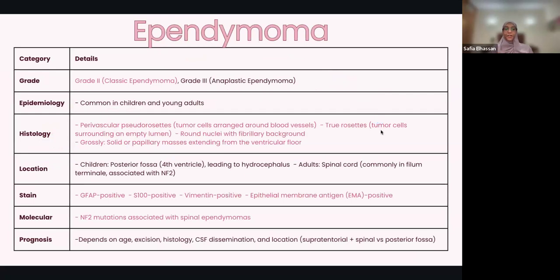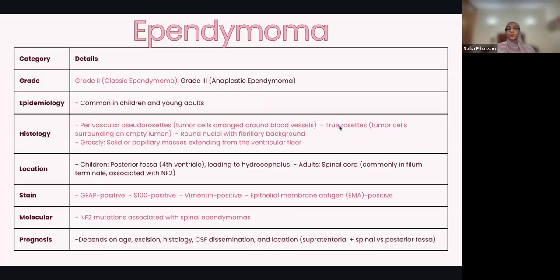Okay, so ependymoma, usually grade 2, that's a classic ependymoma. However, it can be grade 3, which is anaplastic ependymoma, usually seen in children and young adults. And in the histology, what's very important is perivascular pseudorosettes. So perivascular, that means it's around the blood vessels, and pseudorosettes because they make kind of like a rose shape or a flower shape. Also true rosettes.